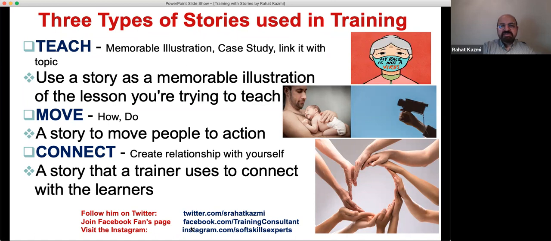So next one, guys, is move, how, and do. In this topic here, I put 2 pictures. First one, you can see that man holding a baby. What does it tell? What do we learn from here? Anybody?